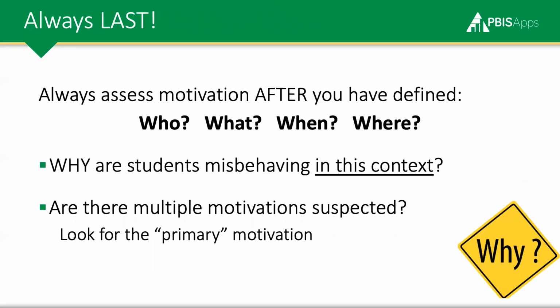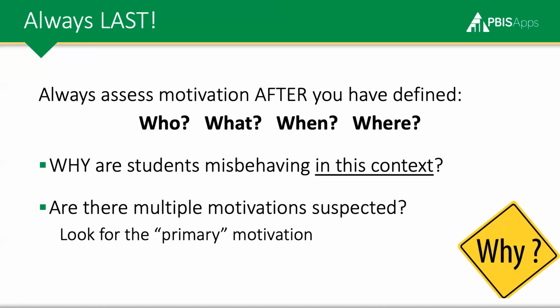We know that we have a large number of 4th graders out on the playground at noon engaging in physical aggression and fighting. Why? Well, when we look at the why with these 4th graders at noon engaging in physical aggression and fighting out on the playground, it's to obtain peer attention. So the why answers, why is this problem behavior happening in this particular context? Why are the students misbehaving in this context? So in that example I just threw out, it was to obtain peer attention. So they're engaging in that inappropriate behavior out on the playground.